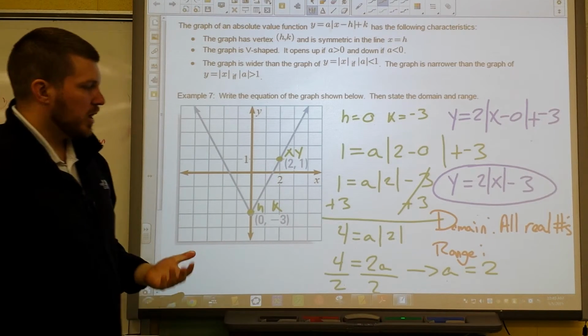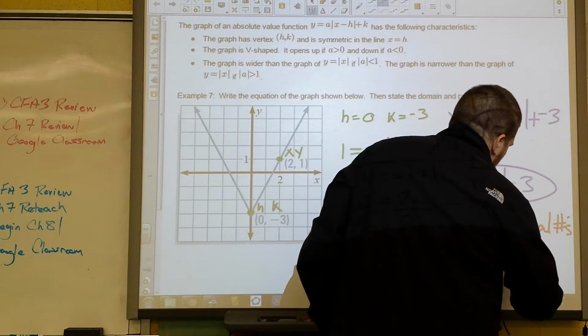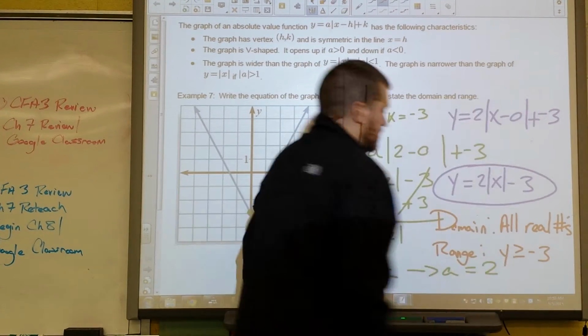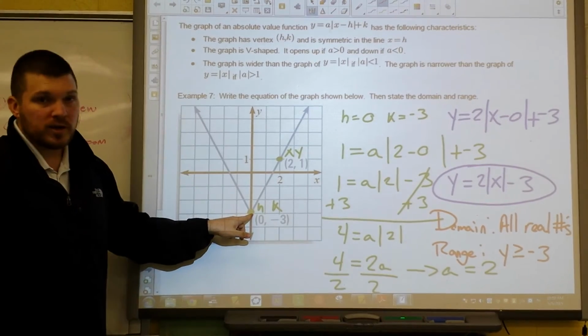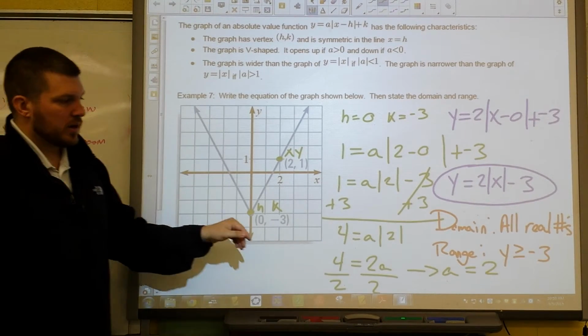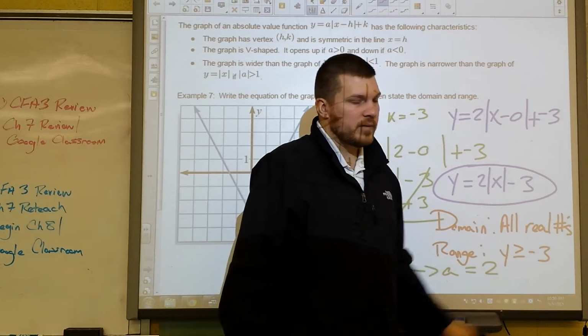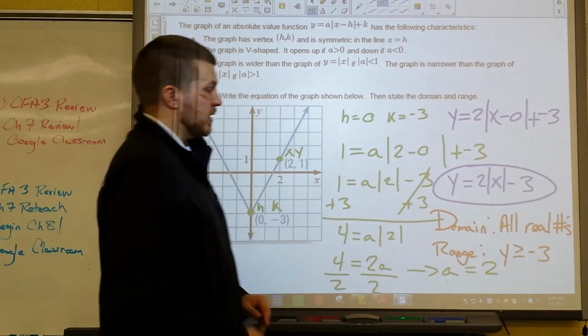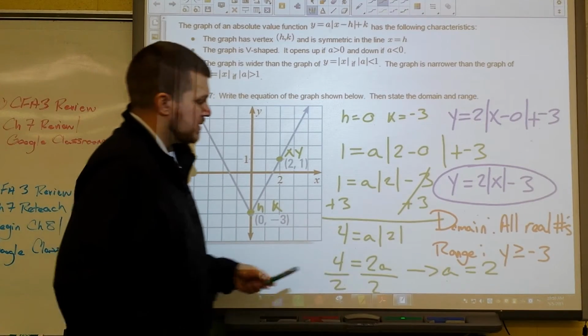There's no restrictions up here. So I'm going to call my range, it's going to be y has to be greater than or equal to -3. Now it's equal to because there is a point that sits on -3. So it's very important you include this line. So my domain was all real numbers. My range is y is greater than or equal to -3.